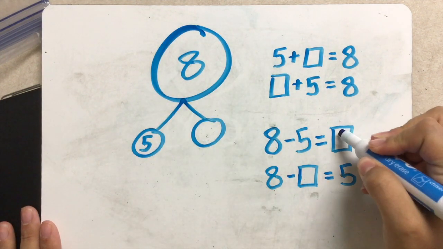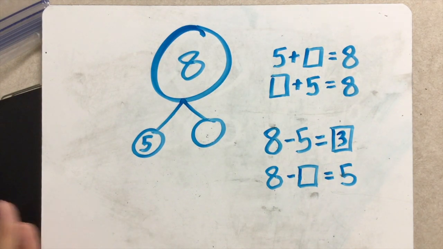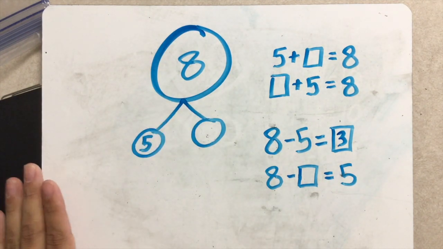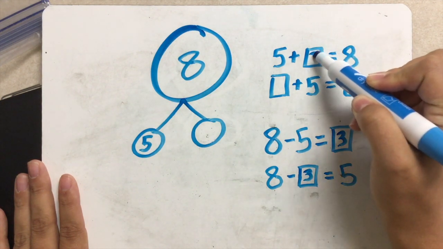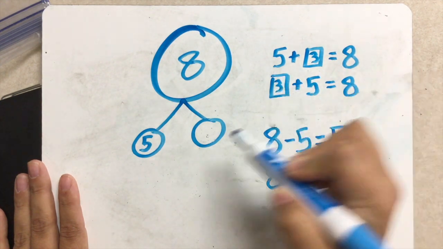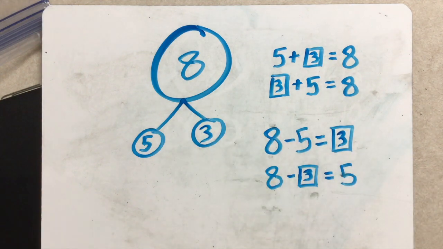3. And here's the great part. This is a fact family, so we know everything's going to have the same numbers. So now my job is easy. I can just go back in and fill in 3s in every single spot.